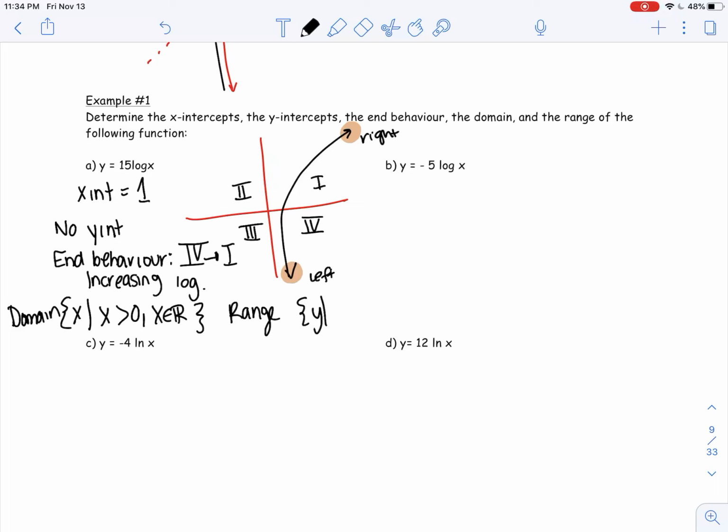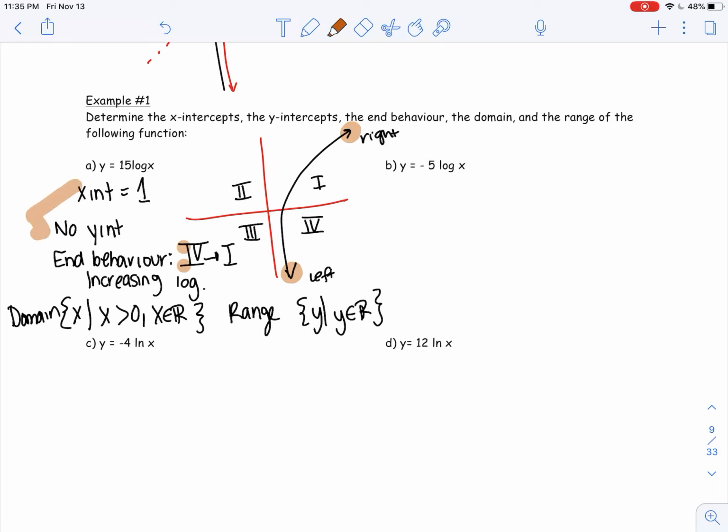Our range is y such that y is an element of real numbers. It should extend forever. Do you see how there's an arrow downwards and there's an arrow upwards? It should forever extend down and up. So it extends upwards and downwards at the same time, which means that every value of y is acceptable.